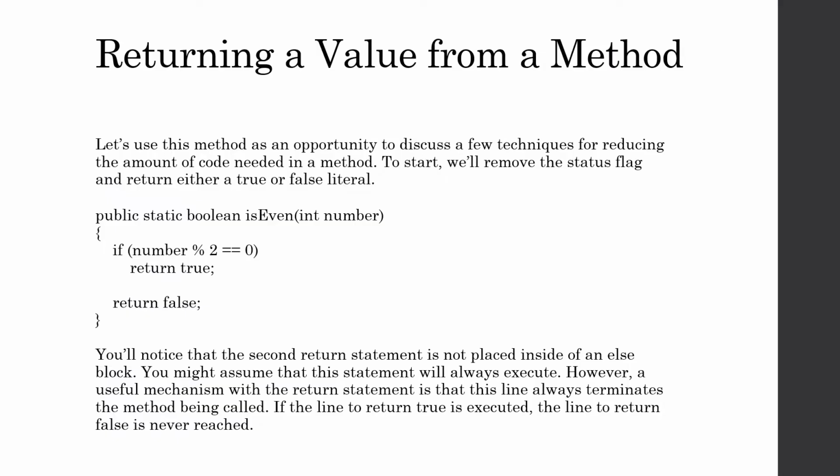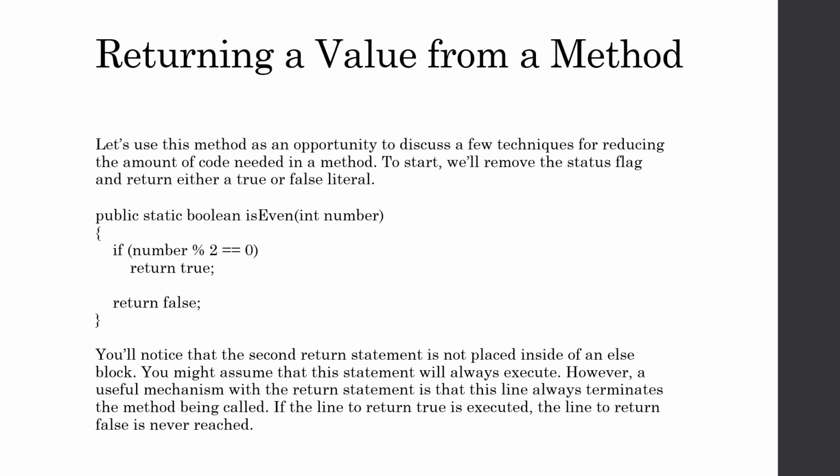So then the remainder of this kind of goes through what I just mentioned. You'll notice that the second return statement is not placed inside of an else block. You might assume that this statement will always execute, but because of how the return statement works, that always terminates the method being called. So if the line to return true is executed, then the line to return false is never going to be reached, as I just demonstrated.